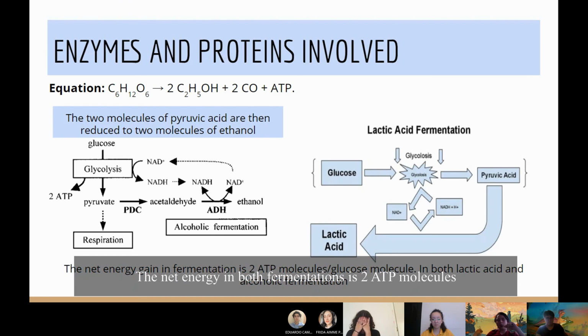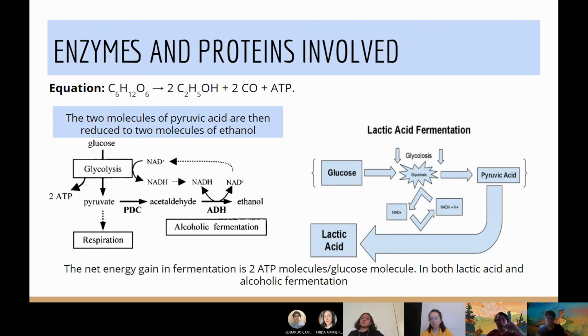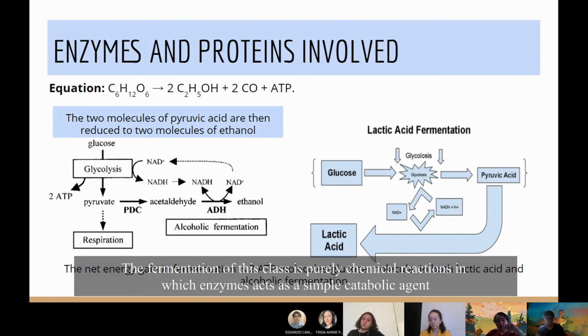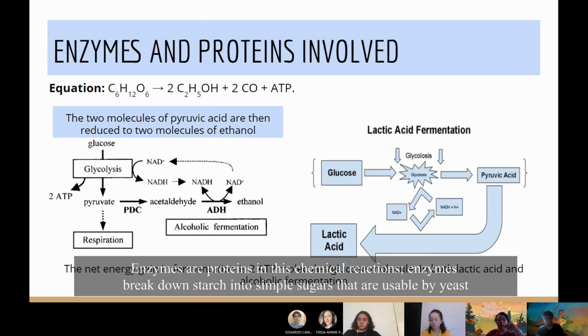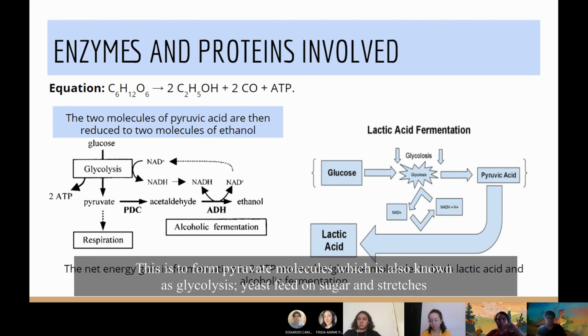One difference between them is that lactic fermentation takes place inside the human body. The net energy in both fermentations is 2 ATP molecules. Fermentations of this class are purely chemical reactions in which the enzyme acts as a simple catalytic agent. Enzymes are proteins in this chemical reaction. Enzymes break down starch into simple sugars that are usable by yeast. This is to form pyruvate molecules, which is also known as glycolysis. Yeast feeds on sugar and starches.